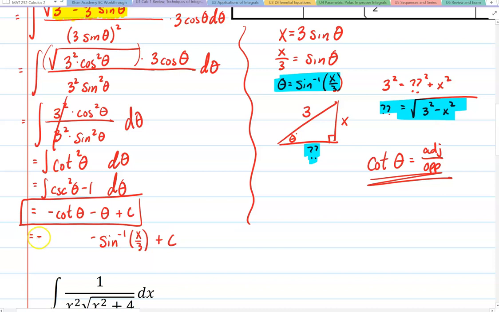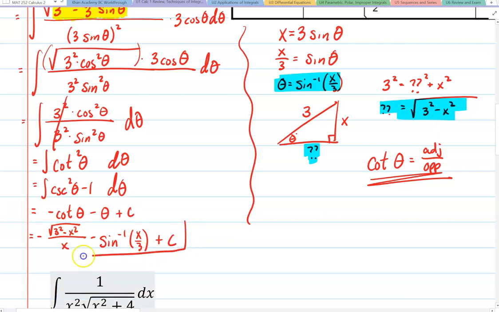So then we have a negative sign in front of the adjacent side length divided by opposite. Well, our adjacent side length we determined was the square root of 3 squared minus x squared, and we can divide that by the opposite side length of x. And now we've rewritten the final answer, not in terms of theta anymore, but now we've obtained it in terms of x.